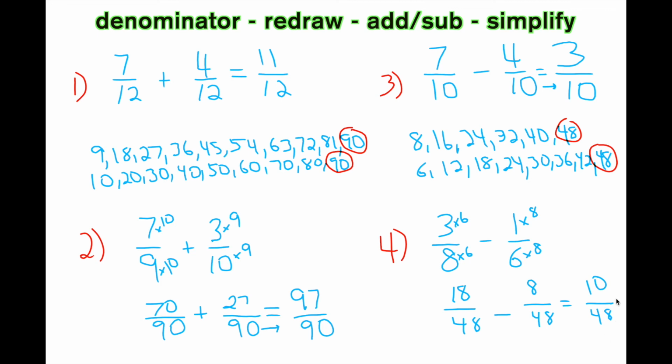Now our next step is to simplify. Can 10 over 48 be simplified? Well, they're both even numbers, so they can absolutely be divided by 2. If we divide 10 by 2, we get 5. If we divide 48 by 2, we get 24. And 5 over 24 is our answer in its simplest form.